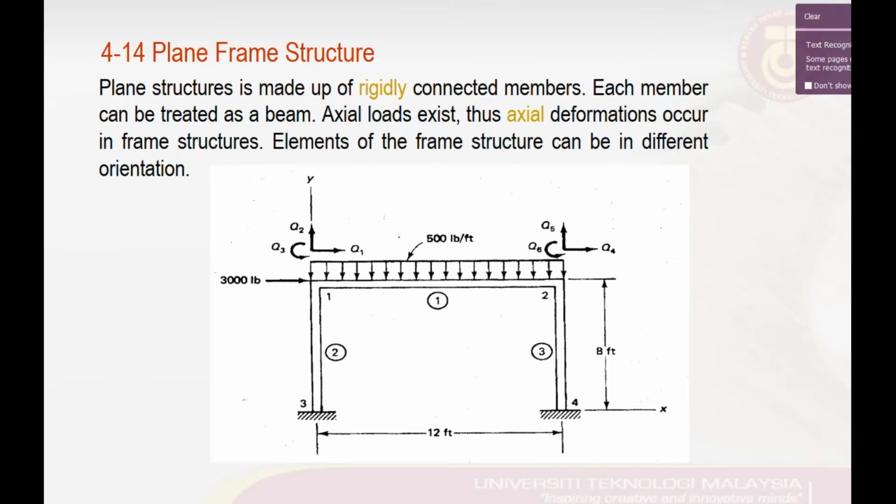As we look at this figure, we have one frame structure which consists of three beam elements, arranged to look something like this. In plane frame structures, axial loads exist, thus axial deformations occur and must be considered. Elements of a frame structure can be in different orientations, whether we have a portal-like structure, or a structure where each member may be inclined at certain angles from the horizontal axis.